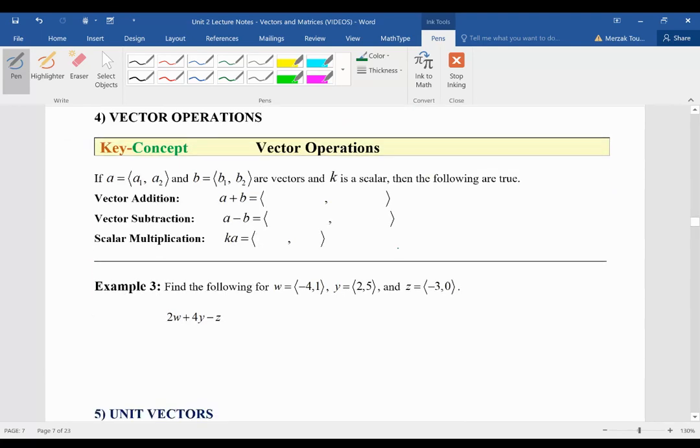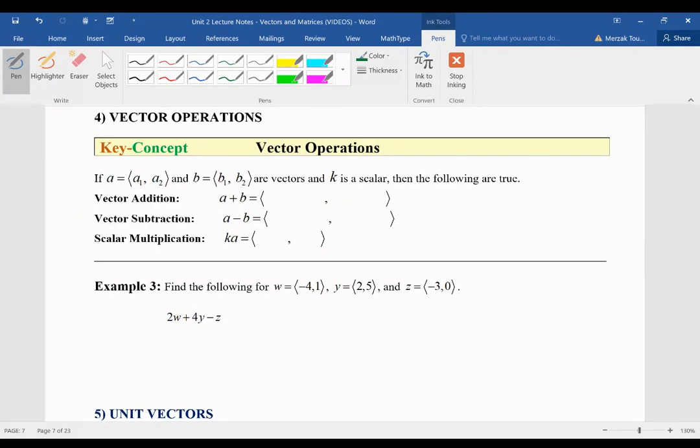Vector operations. Once we see the word operations, we normally talk about addition, subtraction, multiplication, things like that. So vector operations means how do we add two vectors, but not graphically this time, two vectors in their component form, for example. How do we add them? How do we subtract them? How do we multiply a vector by a scalar? There are more operations than just addition, subtraction, and multiplication by a scalar, but we're going to cover only these three.